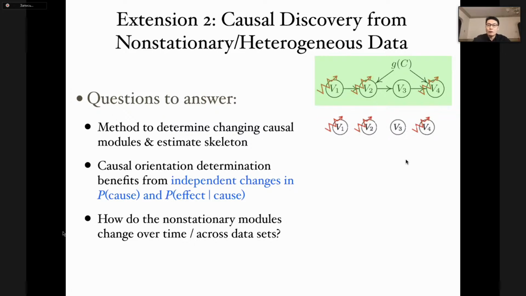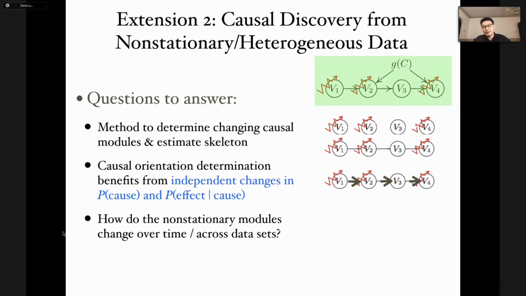And second, we want to find a true causal skeleton. With our method, yes, we can, even if there can be confounders. And third of all, we want to find the causal directions. And here we benefit from the property that the probability distribution of a cause and the probability distribution of an effect given the cause change independently, right here.